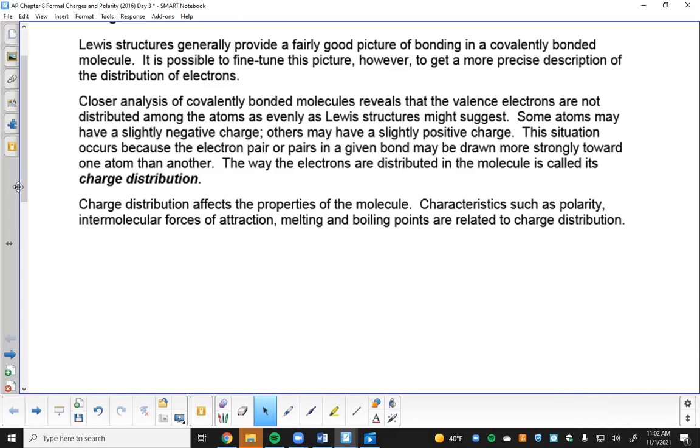The charge distribution affects the properties of the molecule. Characteristics such as polarity, intermolecular forces of attraction, melting points and boiling points are all related to the charge distribution or the polarity of the molecule. And intermolecular forces and changes of state will be a part of chapter 10.